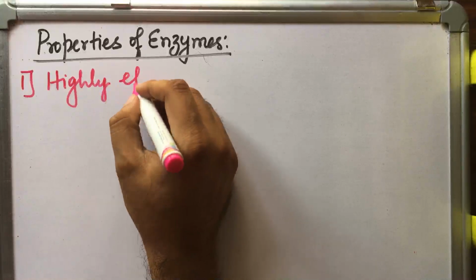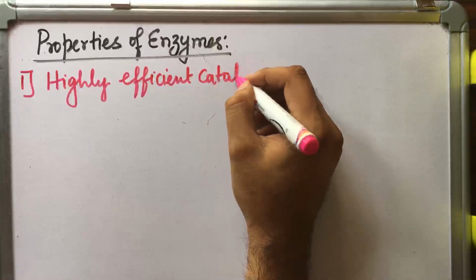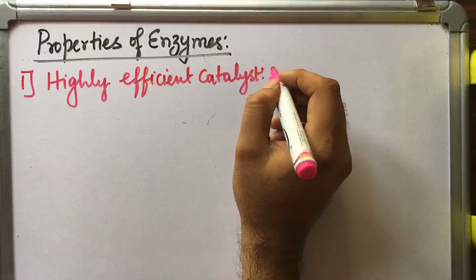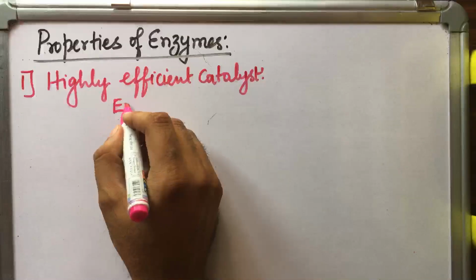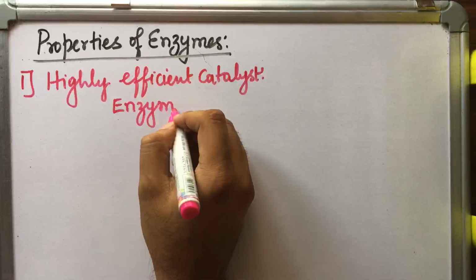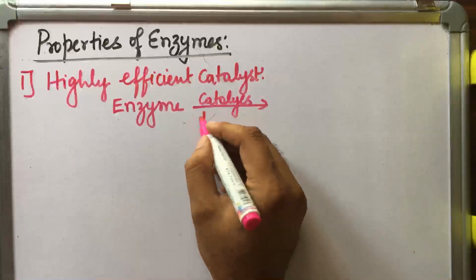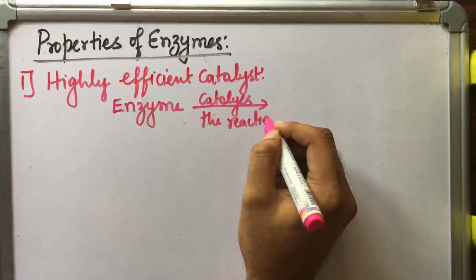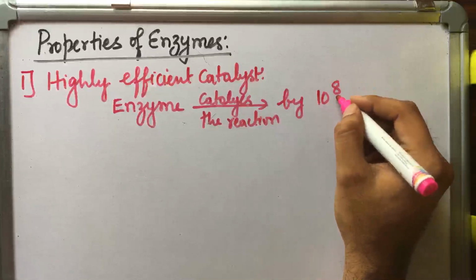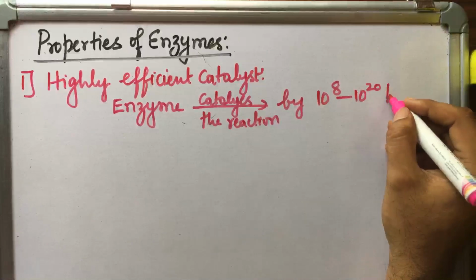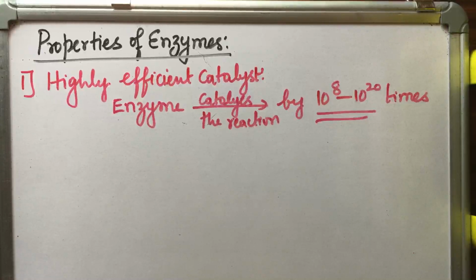It is a highly efficient catalyst. So you should know that the enzyme catalyzes the reaction by 10 to the power 8 to 10 to the power 20 times. You can understand by how many times the rate is increased.